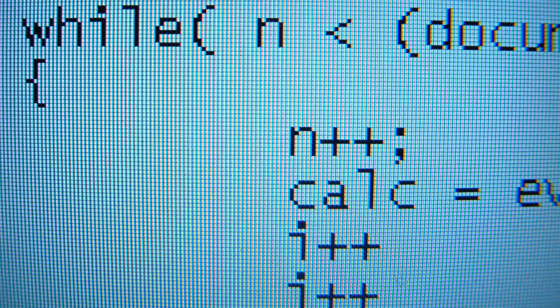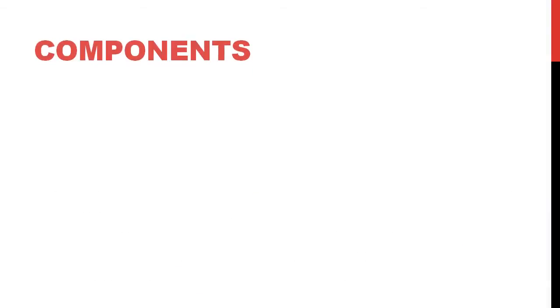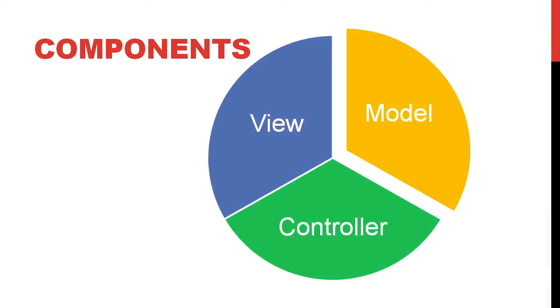MVC stands for Model View Controller and is basically a programming model for ASP.NET. It has been developed on the core .NET framework, meaning you can still access all the low-level functions. The application is divided into three major components, which are model, view, and controller.